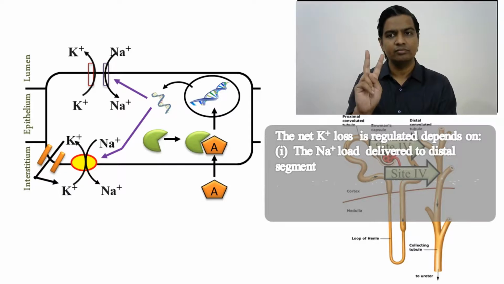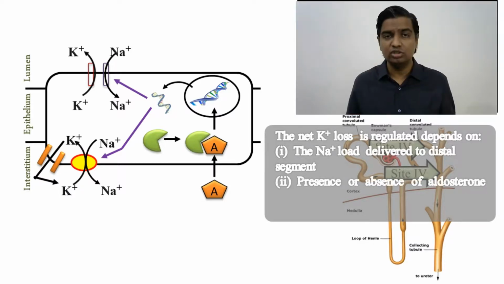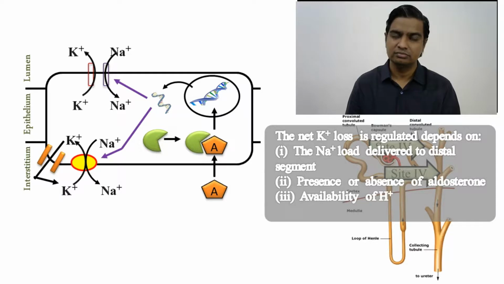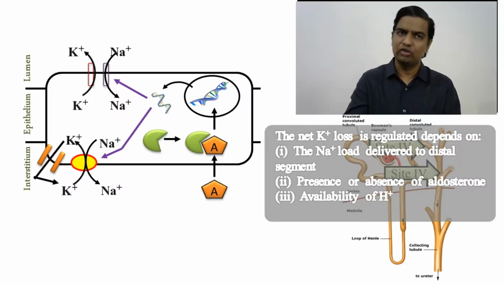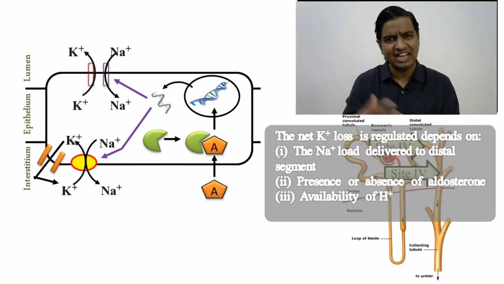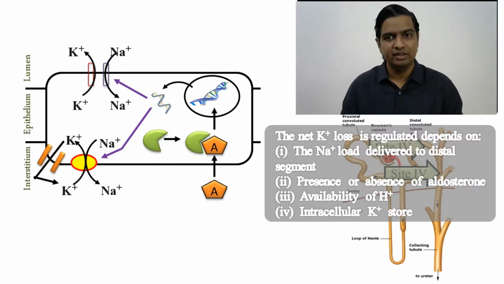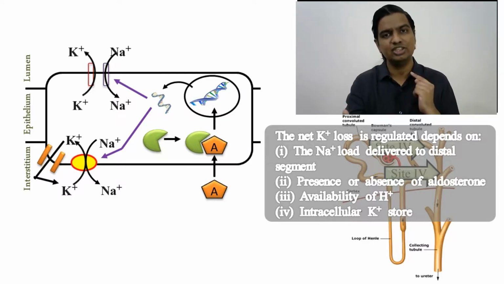Second, is there aldosterone? If there is no aldosterone, there is no aldosterone-induced protein, there is no channel, there is no pump. Simple. And third, is there H plus available? Because if H plus is available, then along with K plus, you can exchange hydrogen also. So you save on K plus. And what if K plus is not there? Then you have to give away H plus, right?